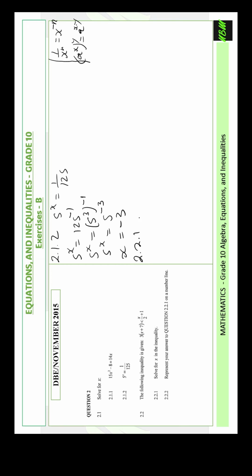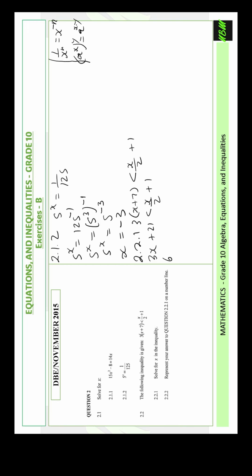Alright, so we have 3 multiplied by x plus 7 is less than x divided by 2 plus 1. The first step, let us multiply out the bracket on the left. 3 times x, 3x, 3 times 7 plus 21 is less than x divided by 2 plus 1. Now we want to get rid of what? Of that 2 in the denominator. It's a fraction, so what do we do? We multiply throughout by 2.